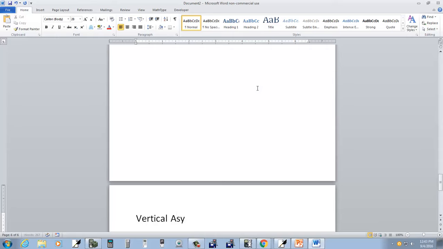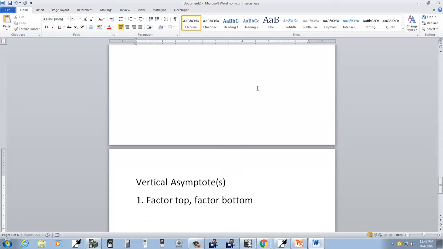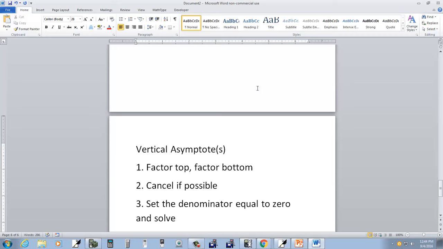Okay, vertical asymptote. Now, an asymptote is an invisible line your graph will skim at some point. To find vertical asymptotes, step 1, factor the top, the numerator, and factor the bottom, the denominator. Step 2, cancel if possible. Step 3, set the denominator equal to 0 and solve.